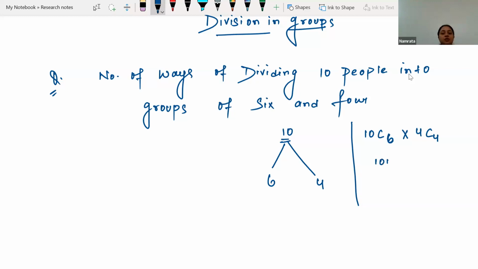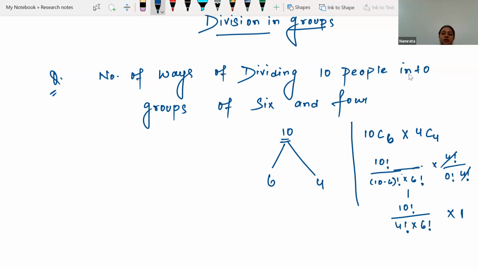So it will be 10C6 times 4C4. 10C6 is 10 factorial by (10 minus 6) factorial into 6 factorial. 4C4 will be 4 factorial divided by (4 minus 4) factorial into 4 factorial. So basically it became 1. Can you see? It became 1. And this became 10 factorial by 4 factorial into 6 factorial. Is it clear, Lina?